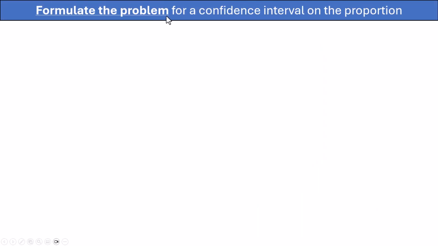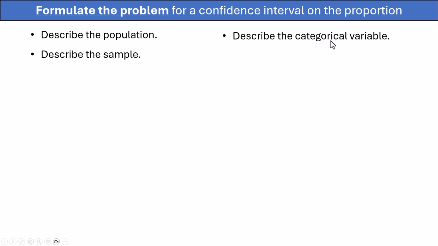For formulating the problem, there are many things that you must do. First, you must describe the population. Secondly, you must describe the sample. Third, you must describe the categorical variable which you have collected.